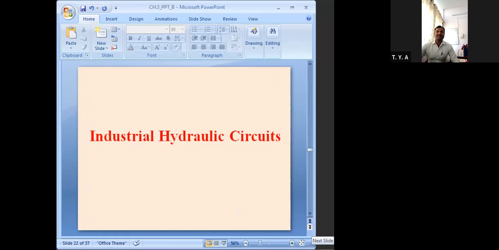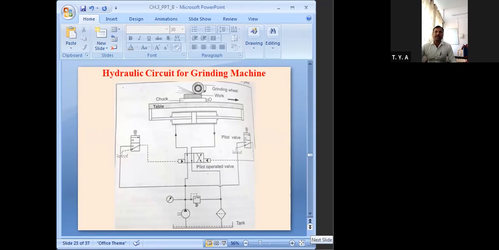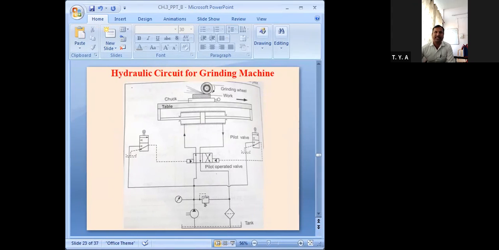Okay, now let us discuss some industrial applications where these hydraulic circuits are used. Firstly, I will show this hydraulic circuit for a grinding machine. You can see here our grinding wheel. Here is our workpiece, and this workpiece is fitted on this chuck.